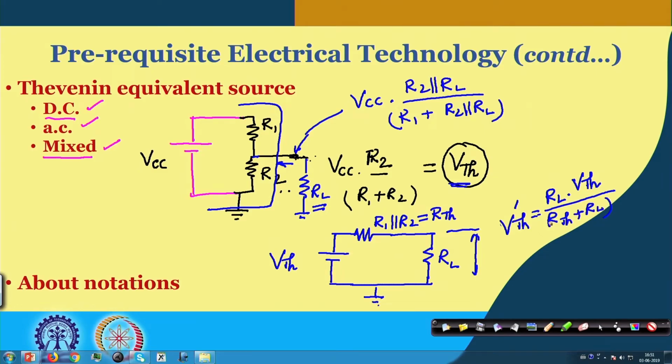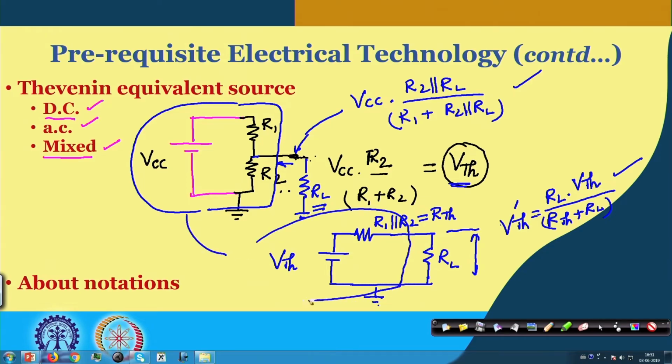In fact, it can be shown that this expression and this expression are the same. I will not go into detail of that, but you yourself can do it. So, we know that if we have a complex situation like this, it need not have 2 resistors, it may have many more elements, and that can be equivalently represented by these 2 elements, called the Thevenin equivalent voltage source and resistance. This we know. Now, this analysis we have done for a situation where the supply voltage is DC.